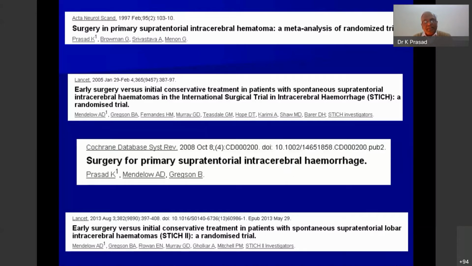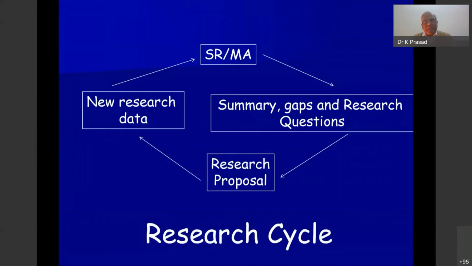And still there are some trials going on. I am aware that in the Netherlands there is a multicentric trial going on. So one trial cannot answer everything. When you do meta-analysis, you identify some areas of gaps, and therefore this becomes a research cycle. So you do a systematic review and meta-analysis, you summarize but also find gaps and some research questions. This leads to a research proposal, and the research proposal brings some new data which is subjected again to systematic review and meta-analysis. And it goes on and on till this area becomes so mature that more studies are not required. Perhaps the question has been answered.